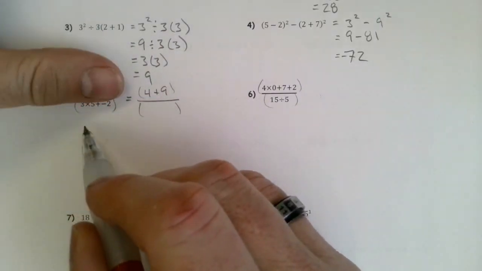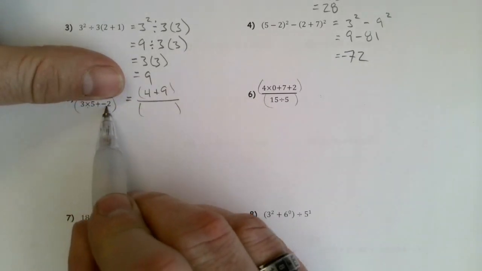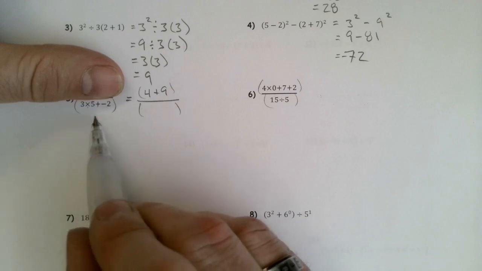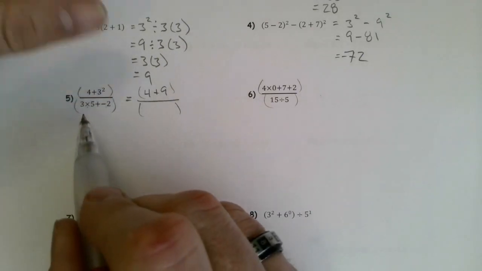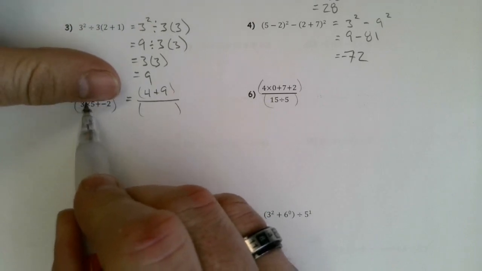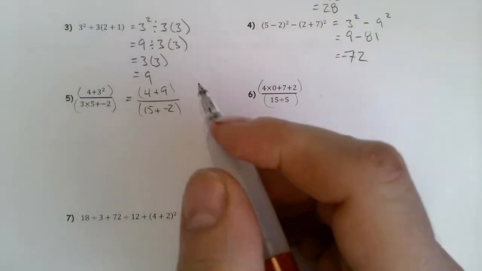Down here in the denominator, I have got multiplication, and then I'm adding a negative. Well, I have to do what's inside the parentheses early. It's got to be one of my first things. But even when I look inside there, I got to do the multiplication first. So 3 times 5 is 15, and then plus negative 2.